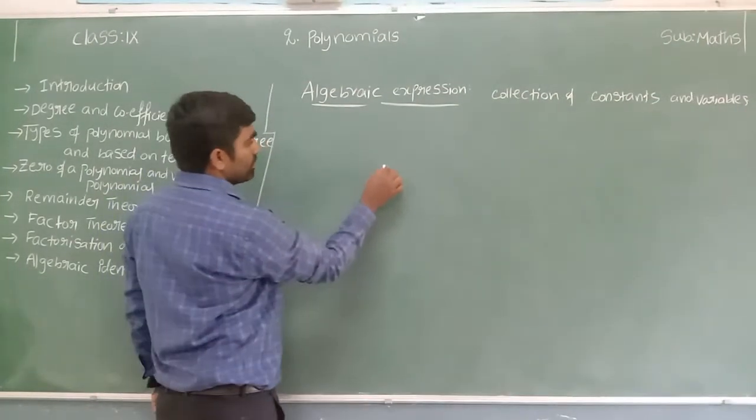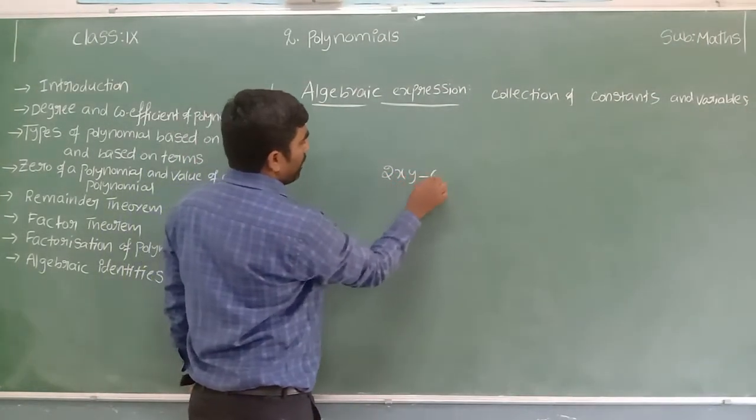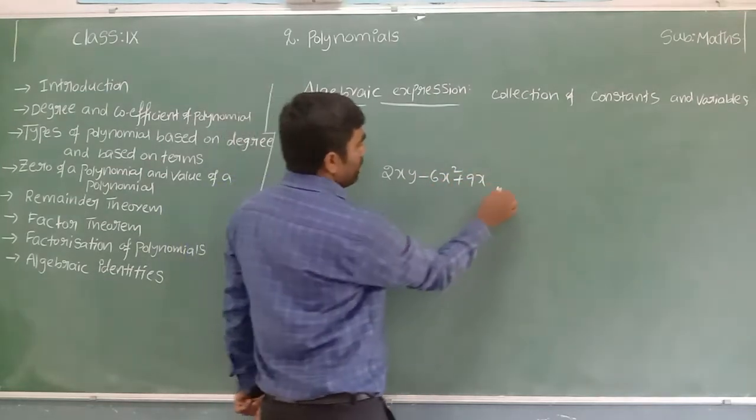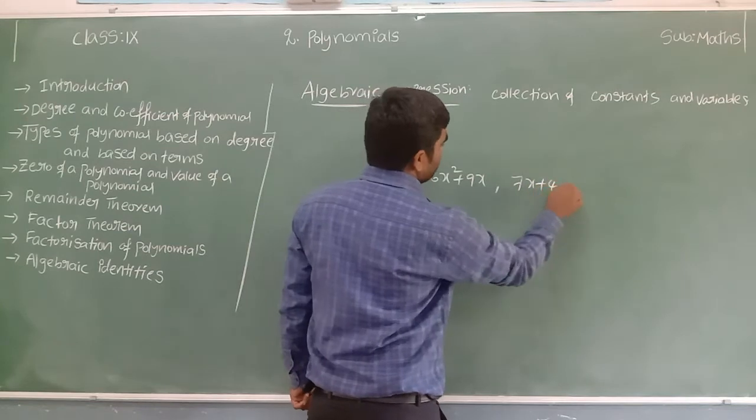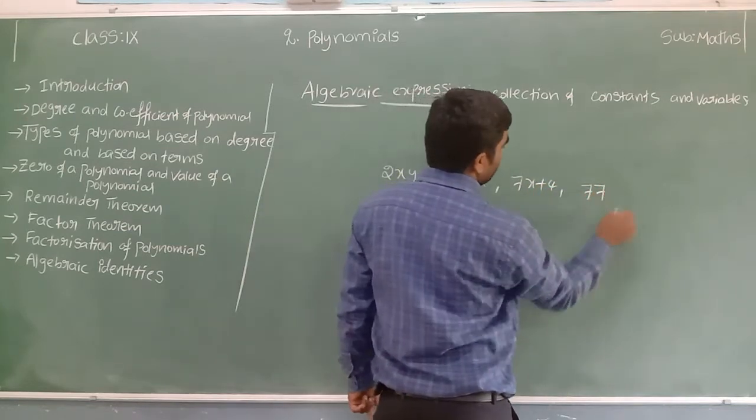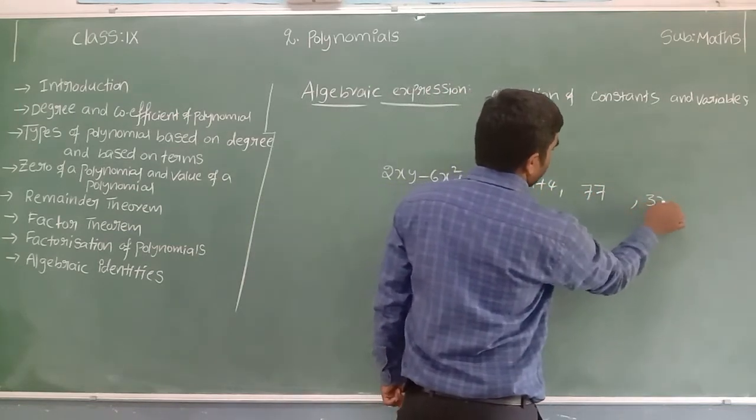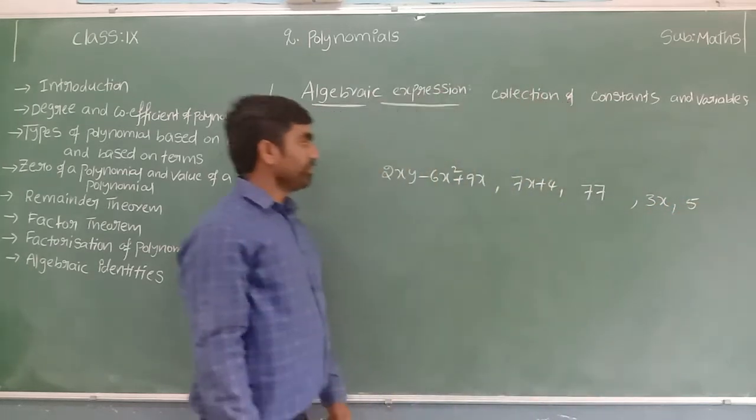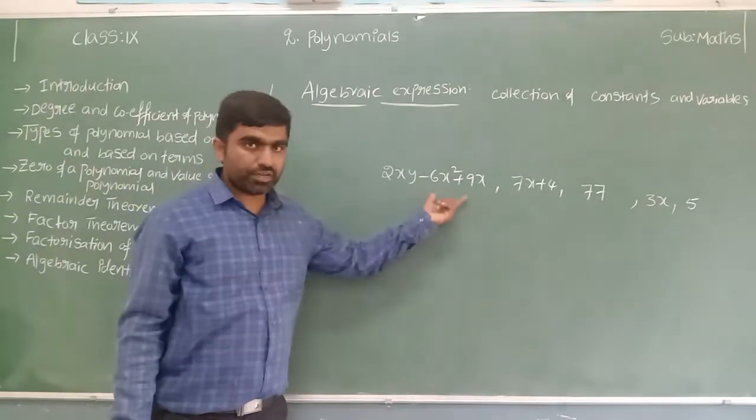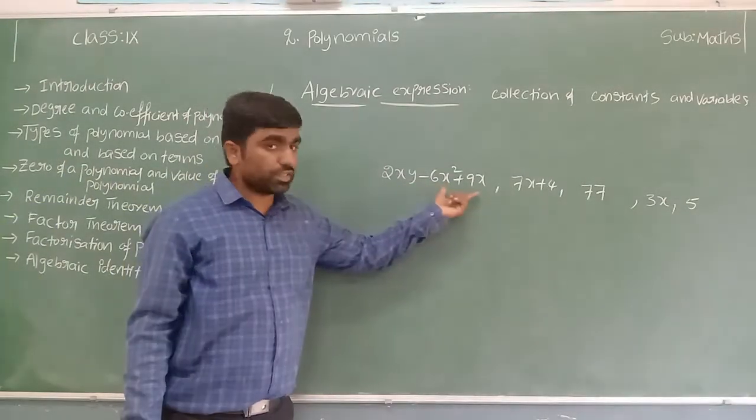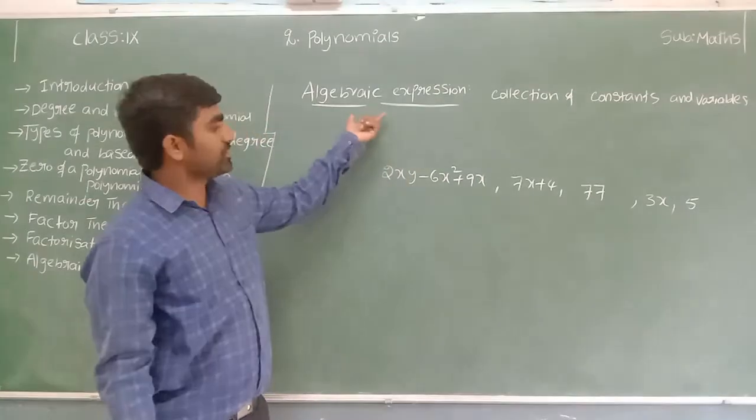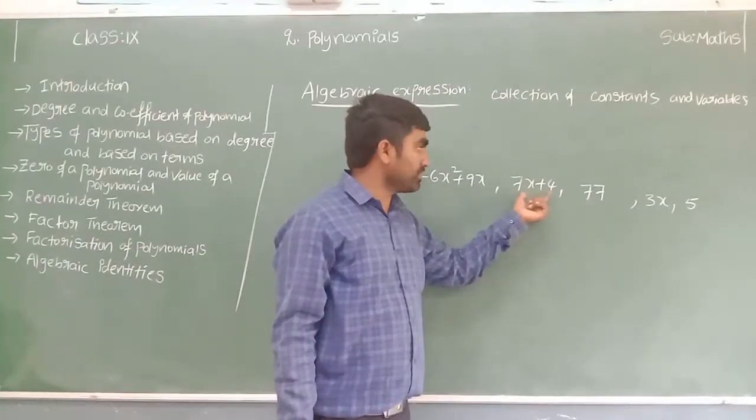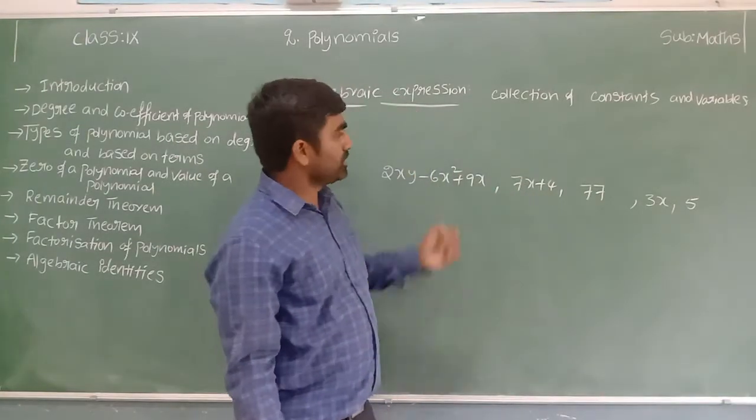Let's see some examples. Let me take 2xy minus 6x square plus 9x, 7x plus 4, 77, 3x, 5. You can see here a collection which contains both constants and variables. It is called one algebraic expression. Even here you can see constants and variables. It is called an algebraic expression.